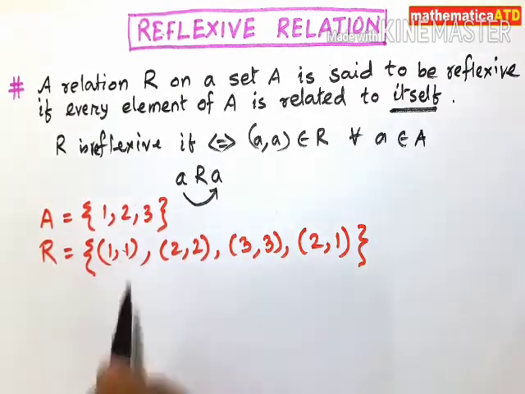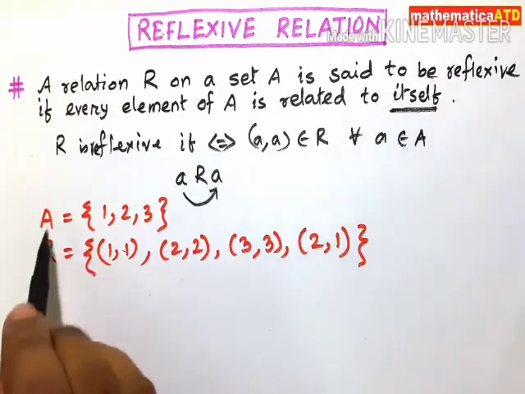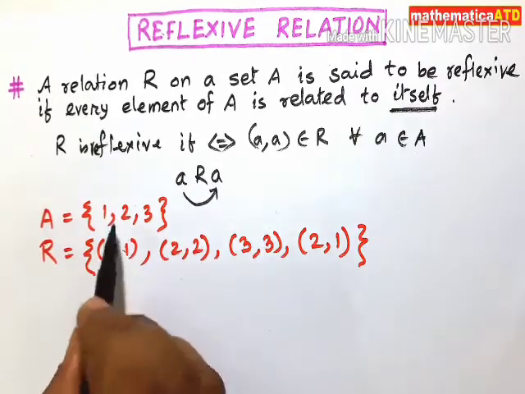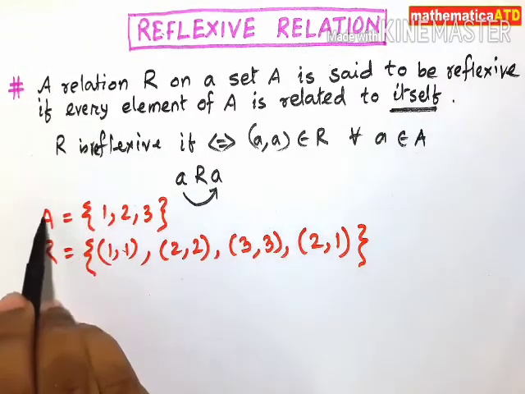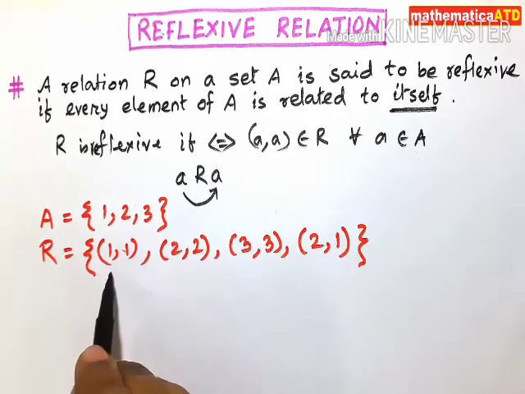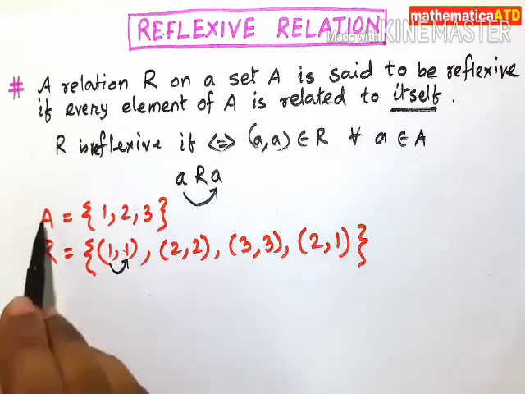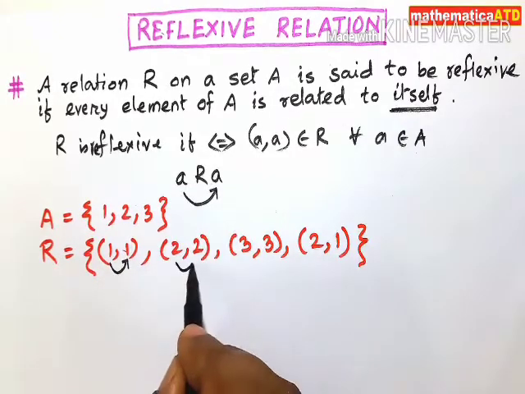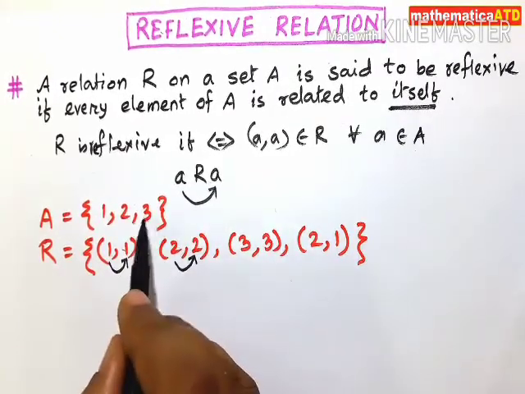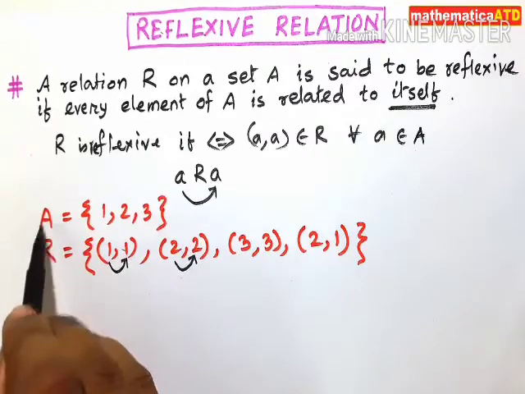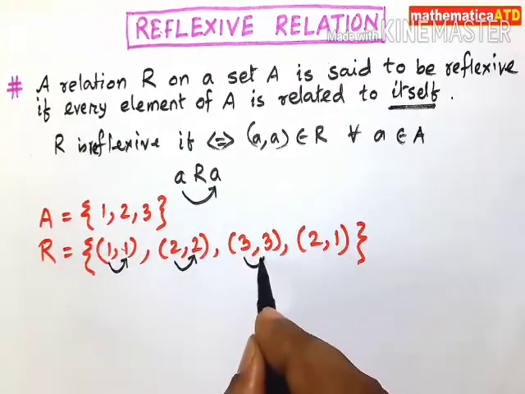But why is this relation reflexive on this set A? Because we see that 1 is an element of the set A and 1 is related to 1. Here 2 is an element of the set A and 2 is related to 2. 3 is an element of set A and 3 is related to 3.